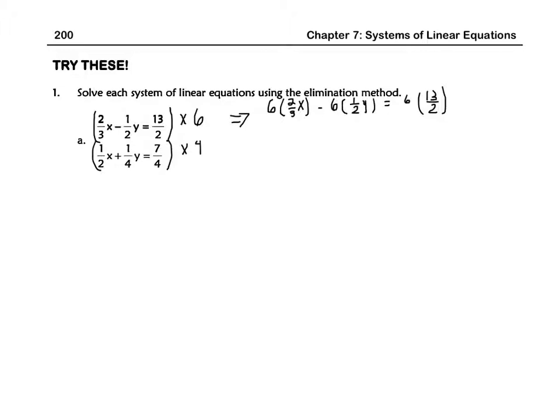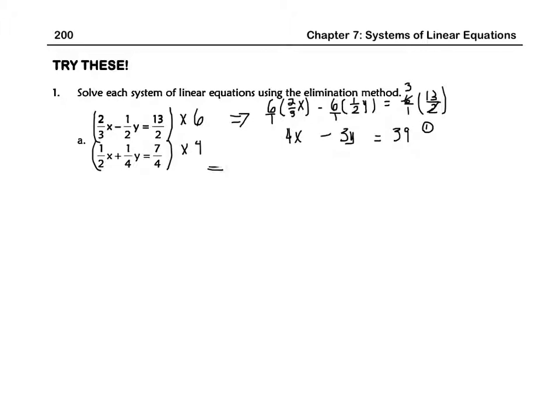And if you work that out, keep in mind that's over 1, over 1, over 1. So that'd be 12 over 3, which is 4x, minus 6 over 2, which is going to be -3y. And this one here, rather than multiply 6 by 13, I'm going to go 2 goes into 6 3 times. So that's 3 times 13 is 39. So this is going to be my new equation 1.